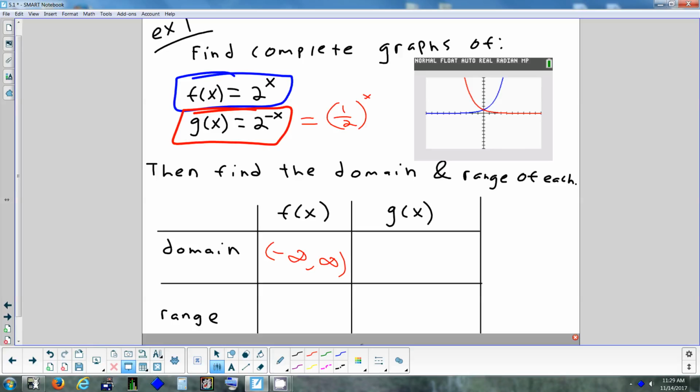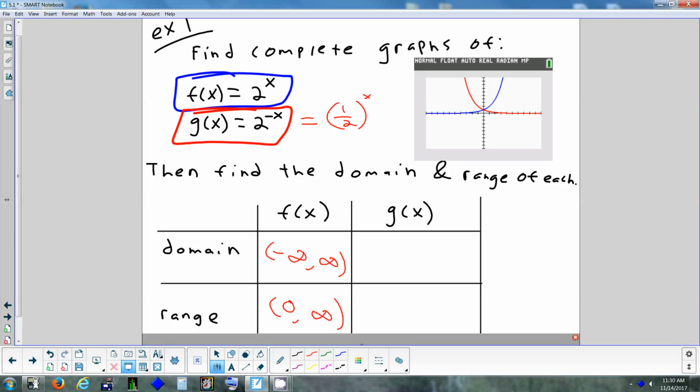The range, we already talked about it. It's going from 0 up forever. But does it ever reach 0? No. So the range is 0 to infinity. Okay, that's for our f of x. Now how about g of x?